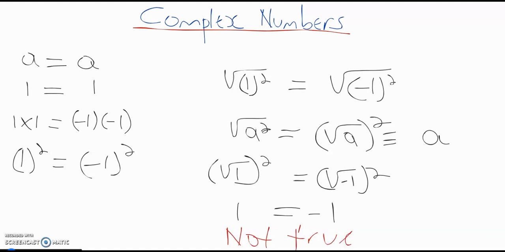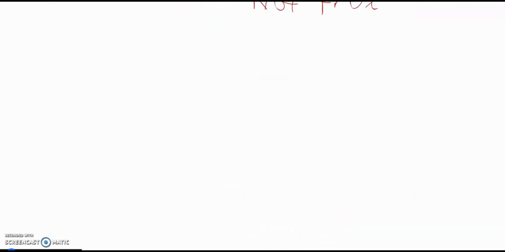Now, why is this not true? All of these operations that we carried out, we assumed that we were operating in the real number system. However, here is the problem. The square root of -1 is not a part of the real number system. So the root of -1 is not a member of the real number system, and that is why this operation would totally be illegal.